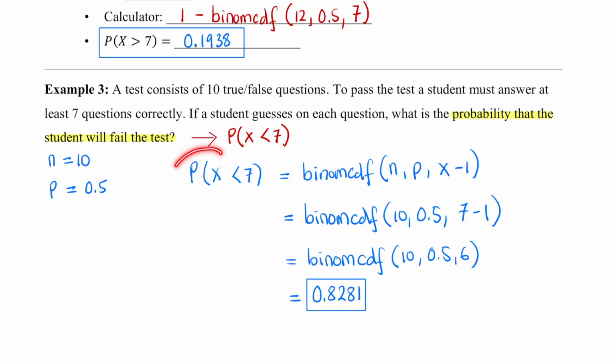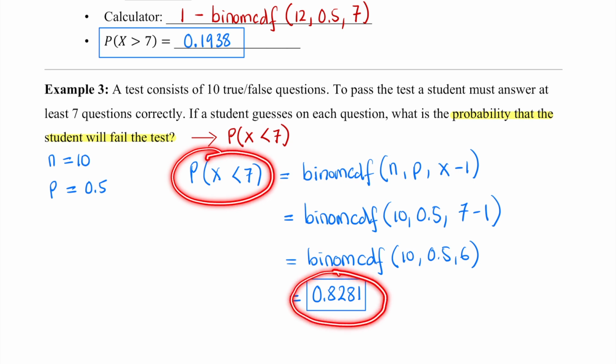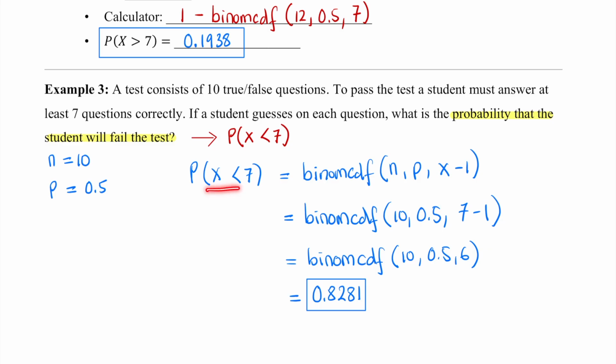P of x is less than 7 equals 0.8281. What does that mean? X is less than 7 means the student gets fewer than 7 questions correct. Since a student must answer at least 7 questions correctly to pass the test, getting fewer than 7 correct means the student fails. Therefore, the probability that the student will fail the test by guessing on every question is about 0.8281 or 82.81%.